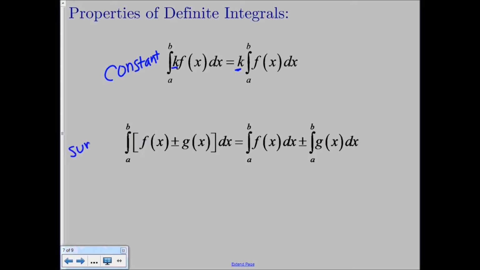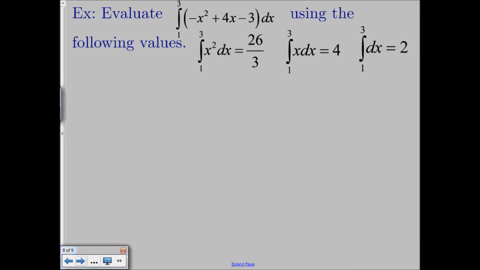So we have sum and difference. And just like with derivatives, limits, sums, all of that, if you have the integral from a to b of f of x plus or minus g of x, you can split that up. You can distribute that integral sign to both functions and evaluate them individually. That's all it is.